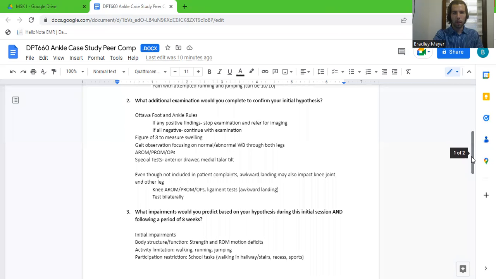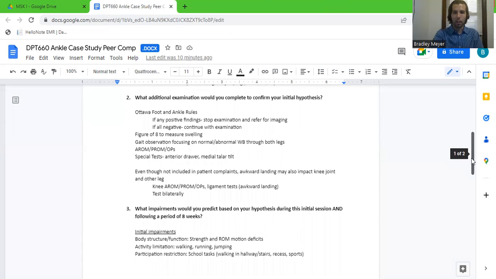I would also include in my examination briefly looking at the knee and looking at the other leg, because even though she didn't complain about those, just imagining a little kid landing awkwardly on a trampoline, it's very possible that other joints in the other leg could be involved. So I would do maybe a brief screening of the knee and the other leg. If I do find anything abnormal, then maybe go more in depth.